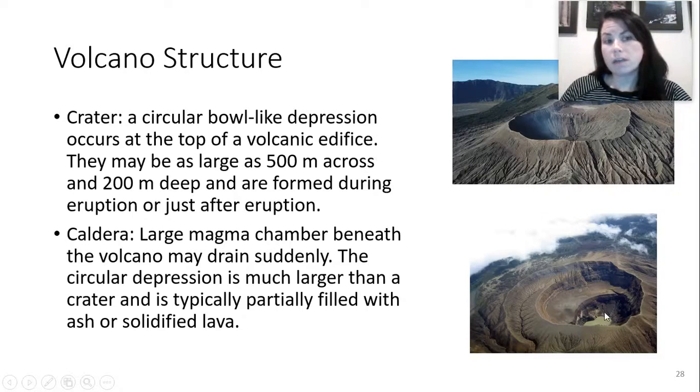We also have a caldera. This is a large magma chamber beneath the volcano, and this can drain suddenly. The circular depression is much larger than the crater, and it's typically partially filled with ash or solidified lava. So inside a crater is typically where we see a caldera.